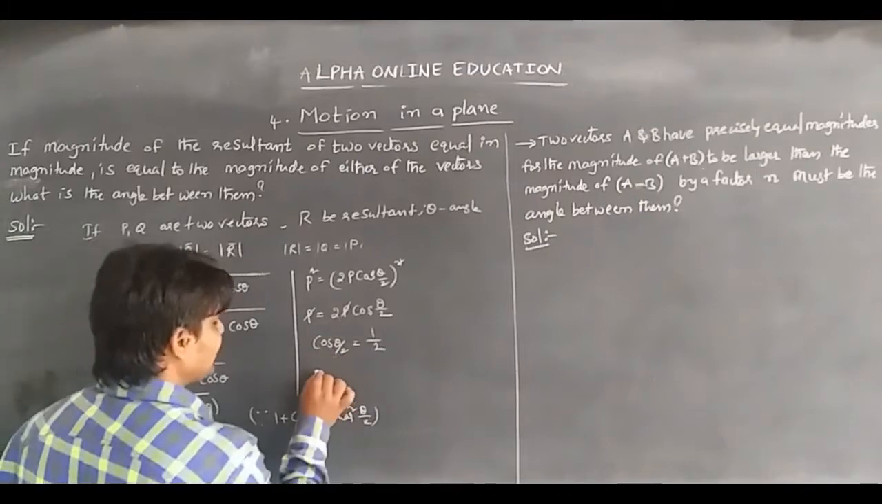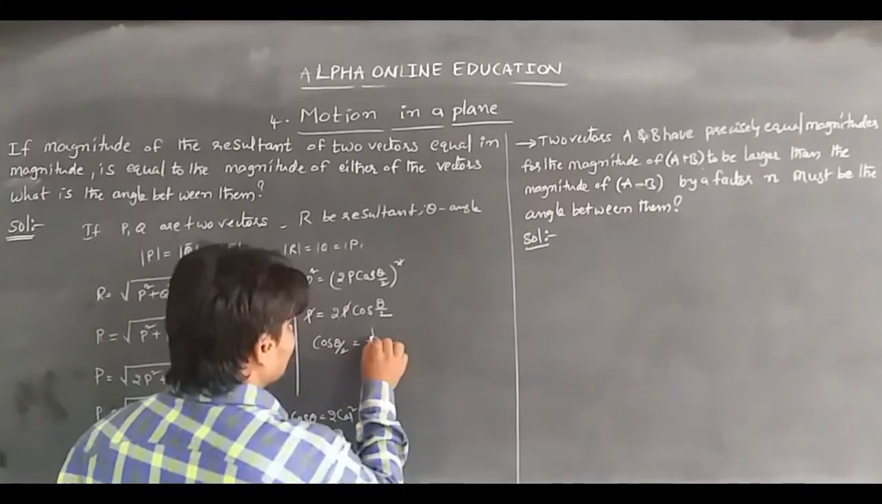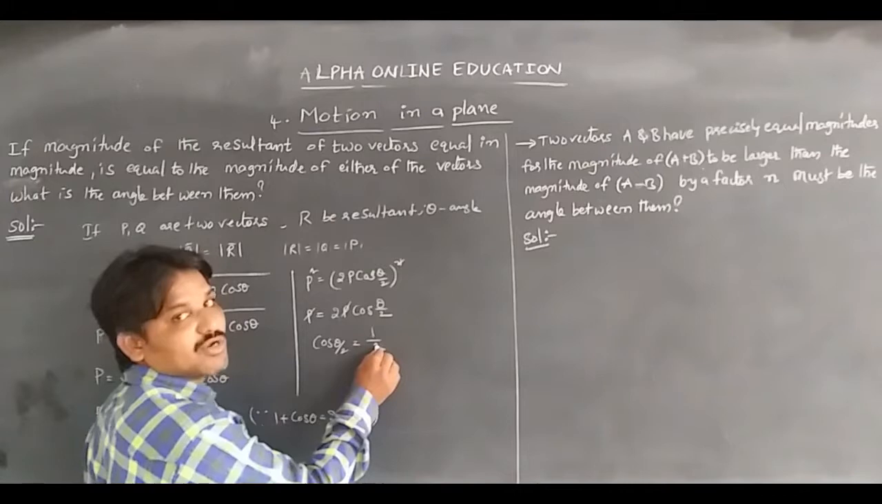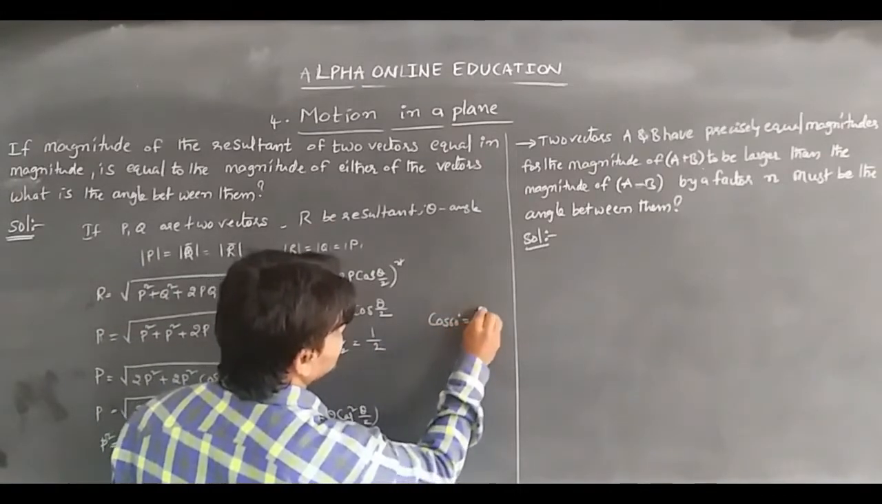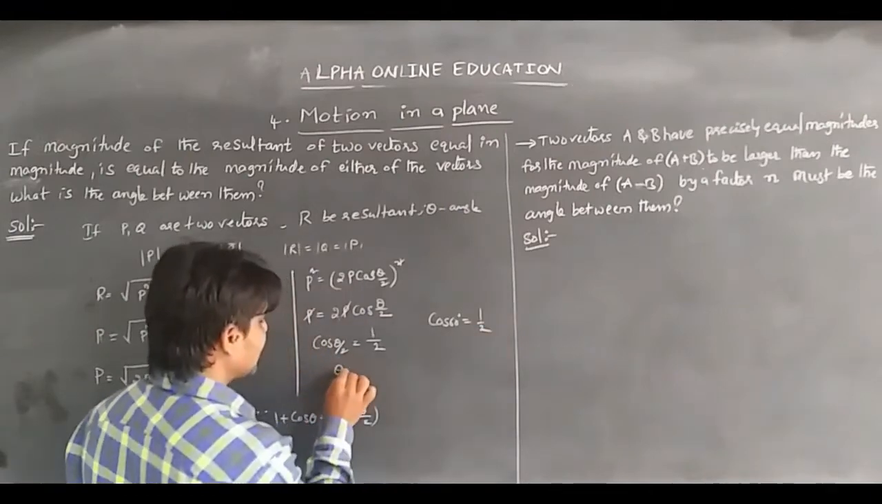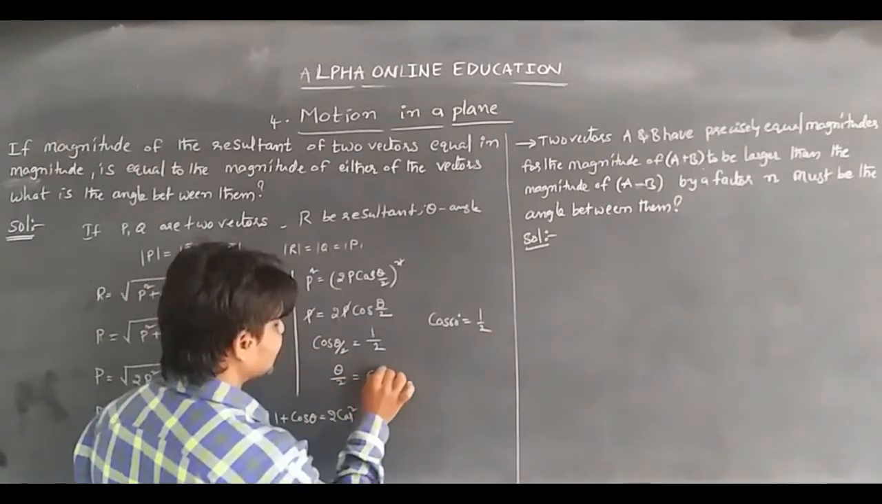We know that cos 60 degrees is equal to 1 by 2. So we write that theta by 2 is equal to 60 degrees.